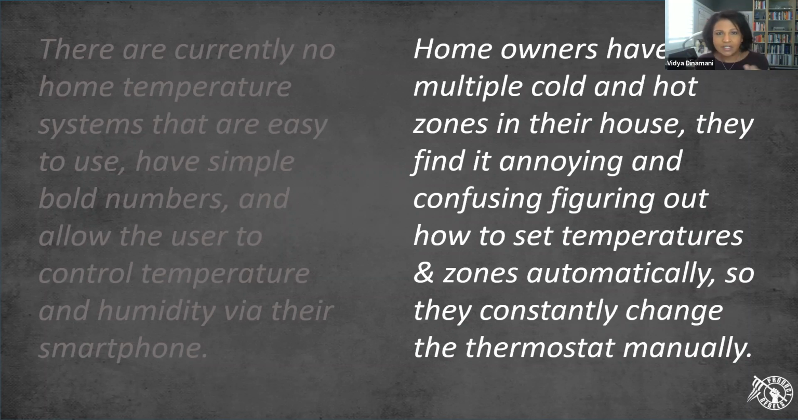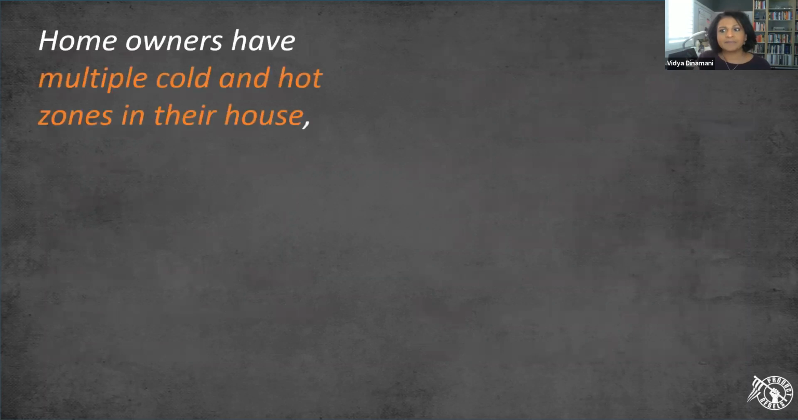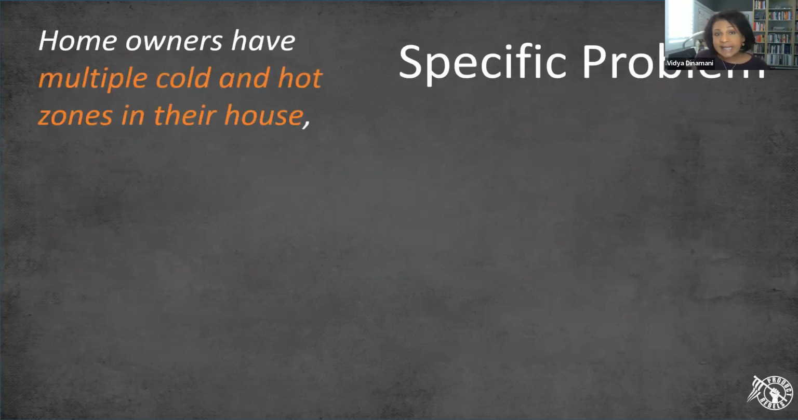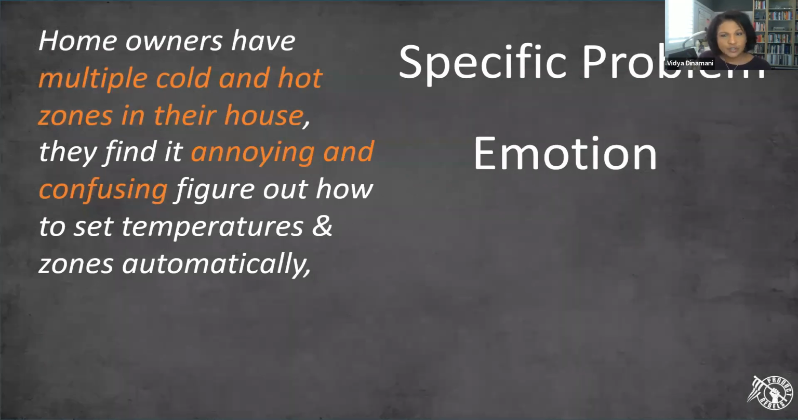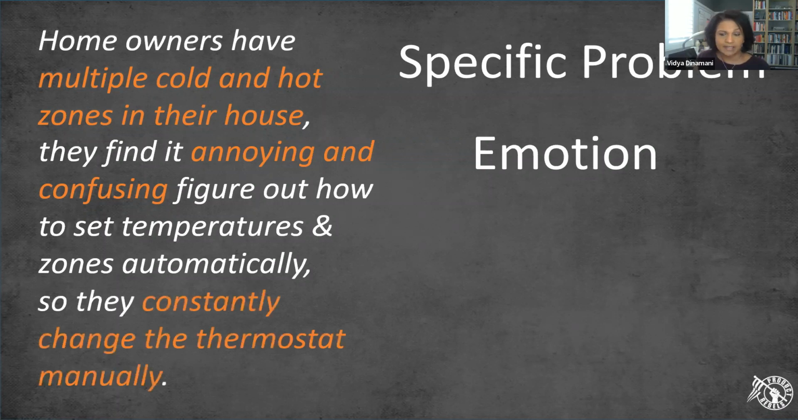So they're constantly changing the temperature manually. That's what we want to fix. Now, what you can see here as you break this down is that it's a very specific problem. We bring to life the emotion, because usually when there's a problem, there's a need that's tied into its frustration, annoyance. Or I want to save time. This is taking me too long. I want it to be more efficient. This is costing me too much. There's an underlying emotional need behind it.